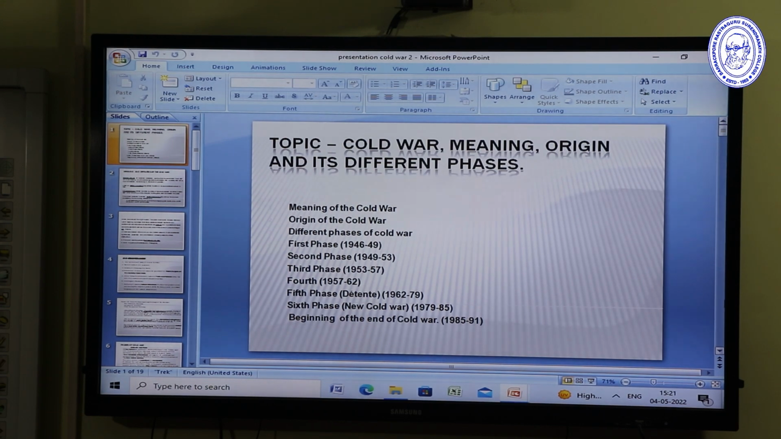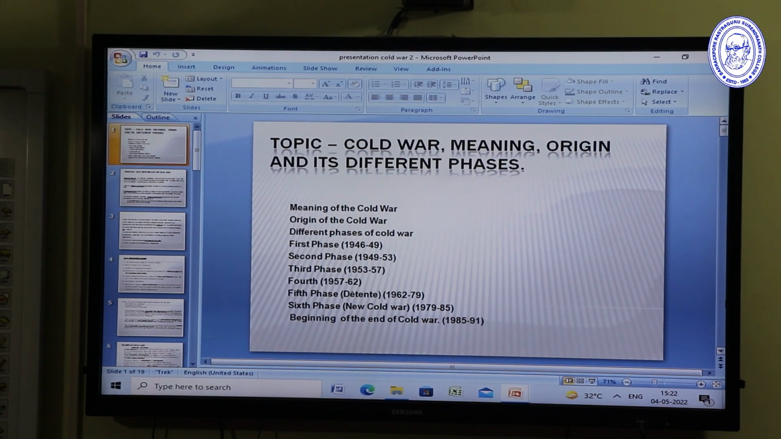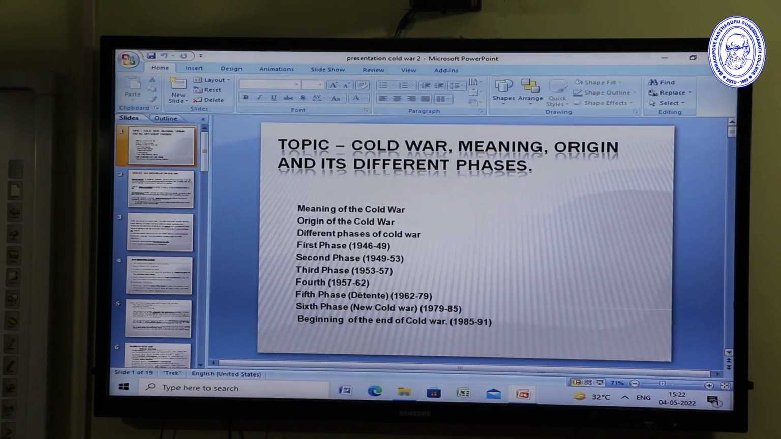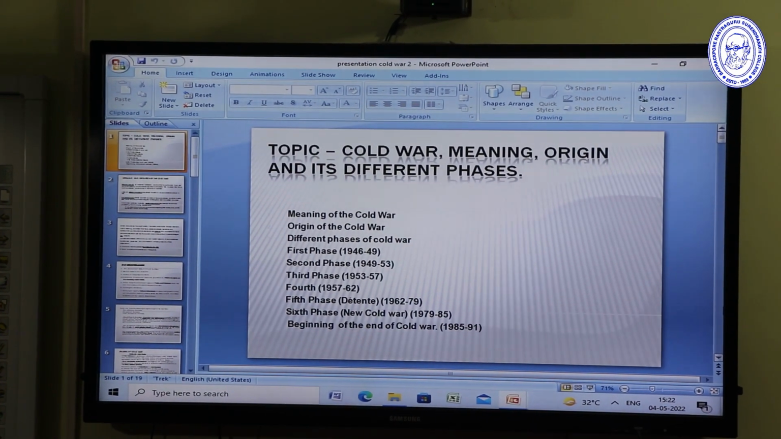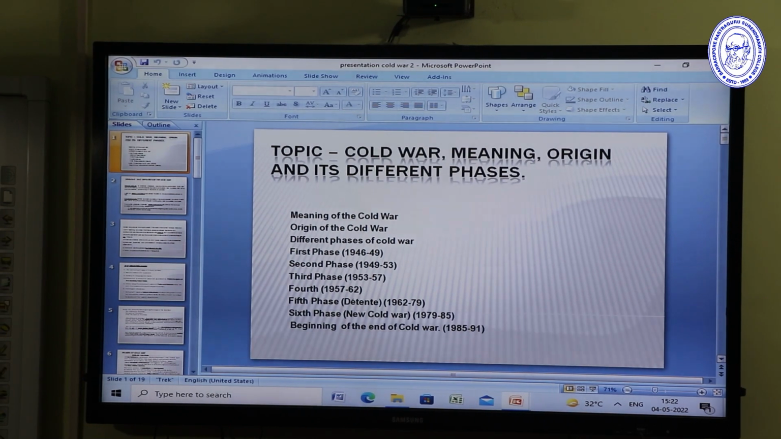Then there's the period from 1962 onwards to 1979. There's a relation called détente. It's a French word, which means, as compared to the first, second, third, fourth phases, we see a kind of easing of tension, a relaxation of tension from 1962 to 79. So that period is called détente.